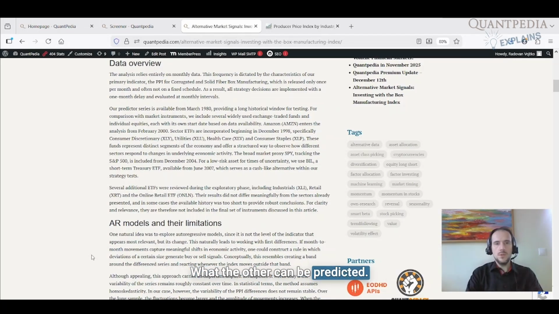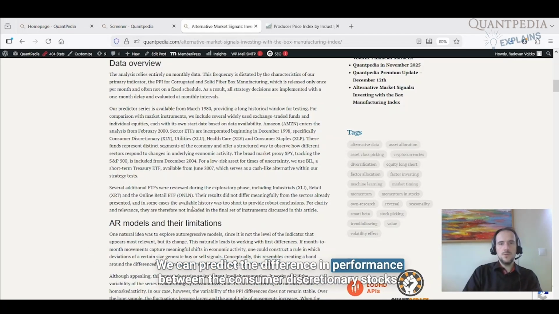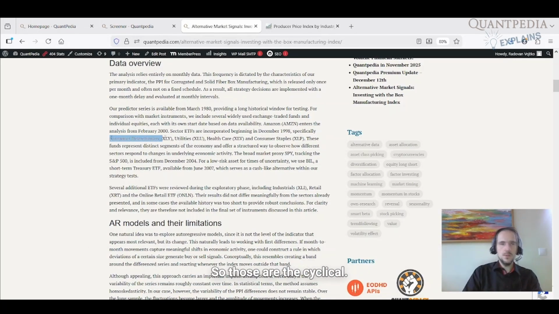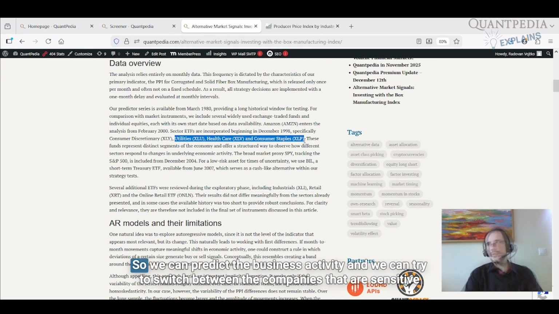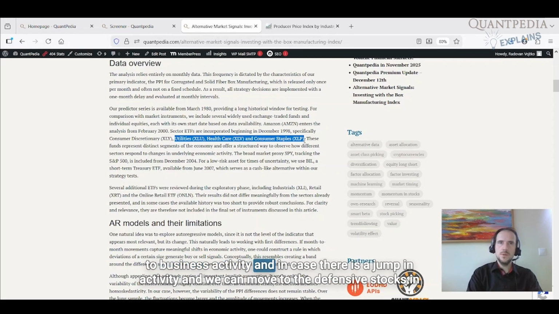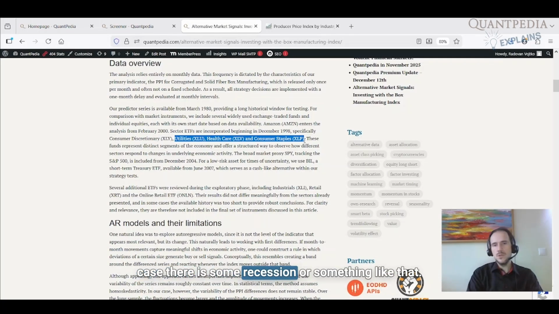What else can we predict? We can predict the difference in performance between consumer discretionary stocks, which are the cyclical stocks, and consumer staples, healthcare and utility stocks, which are defensive stocks. So we can predict the business activity, and we can try to switch between the companies that are sensitive to business activity, and in case there is some recession or something like that, we can move to the defensive stocks.